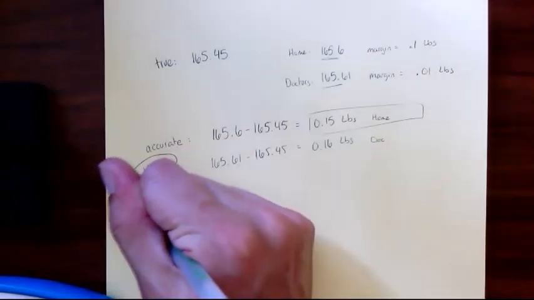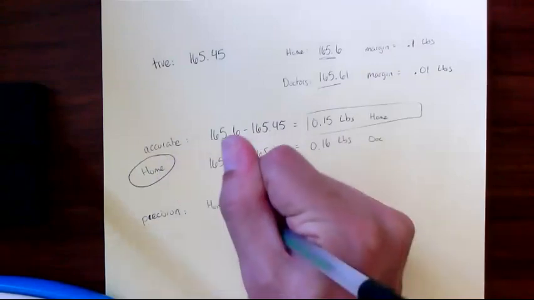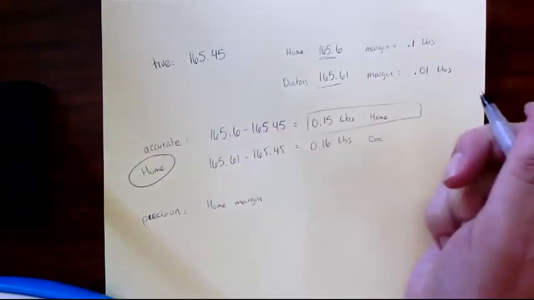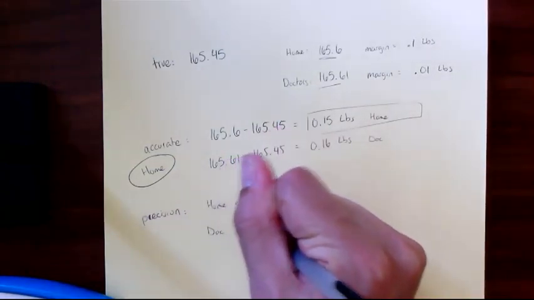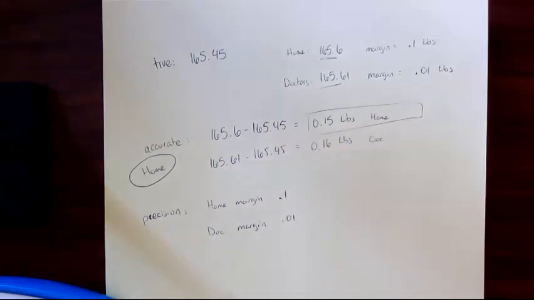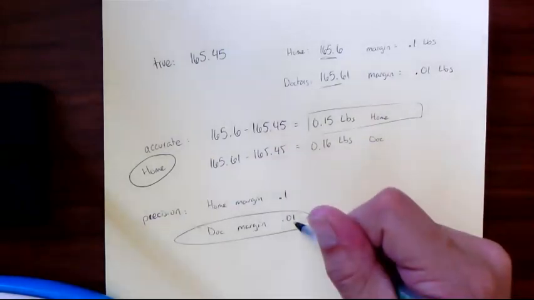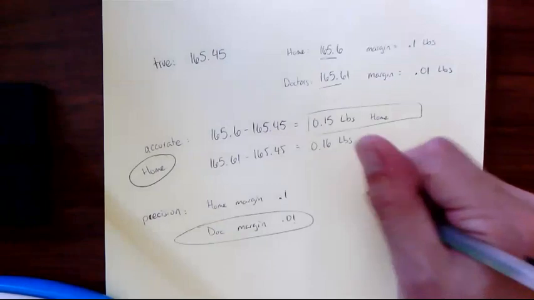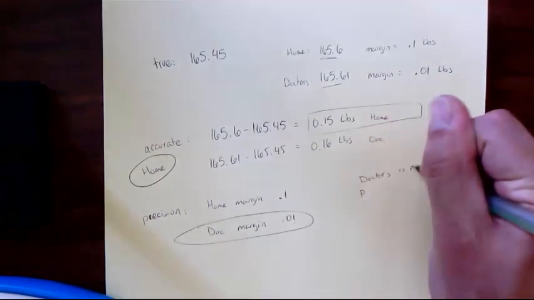For precision, we're going to look at these margins. Remember the home margin is 0.1, and the doctor's office margin is 0.01. The smaller of these values is the one that's more precise. And so the doctor's margin is smaller than the home. And so when we say doctor, the doctor is more precise.